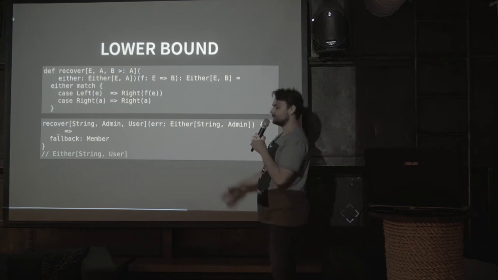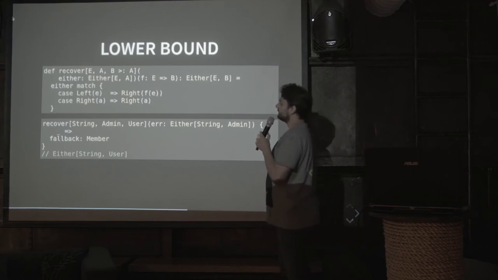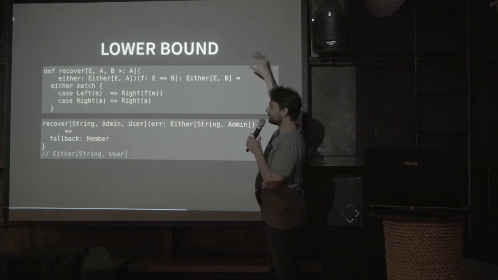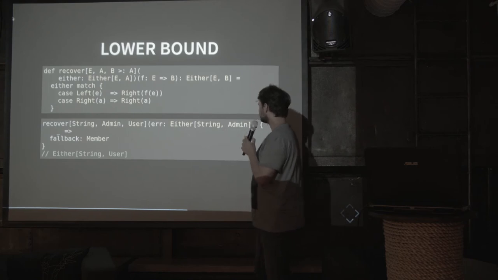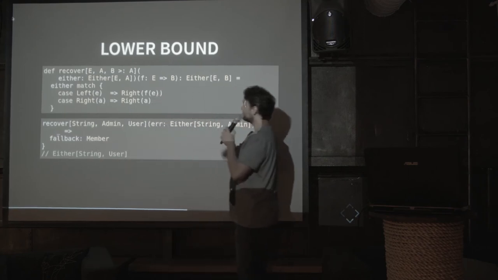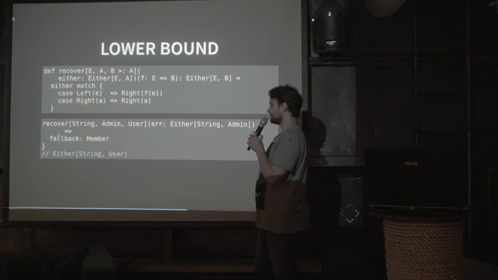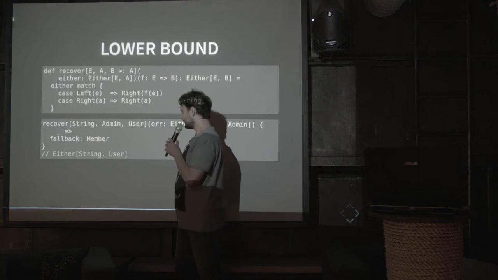If we express this using the hierarchy, where the most generic type is at the top and the most specific type at the bottom, this is saying that, okay, we have this type, and you can use as a type parameter anything from this above. Here we can use it, as an example, when you have Either of String or Admin, and we say, okay, here we have a member in our recovery. This way Scala will use the knowledge about types to make sure that the type we will end up with will be Either of String or User.